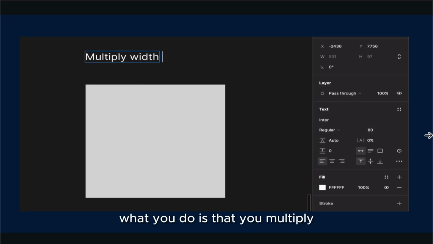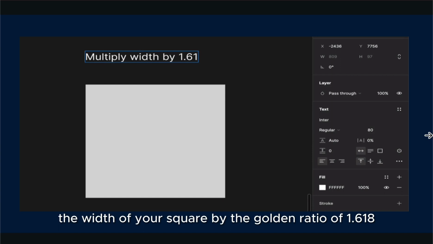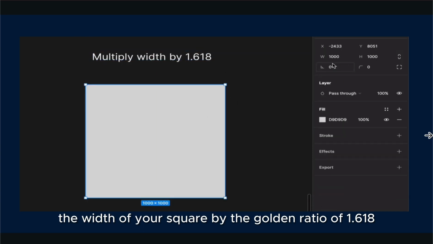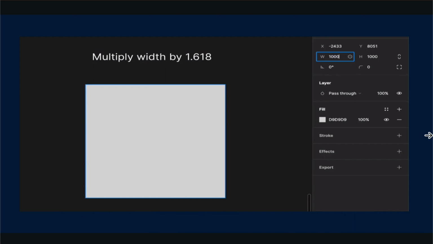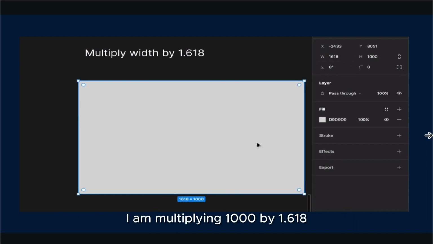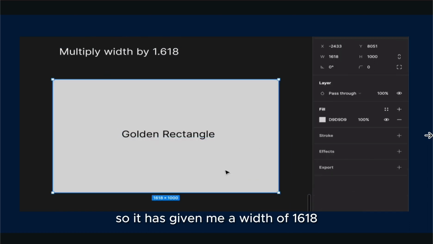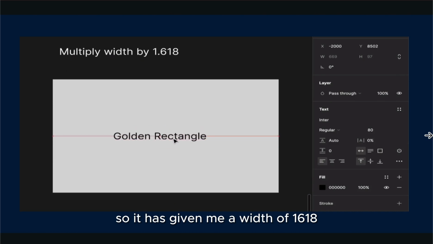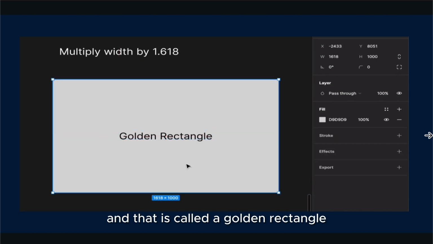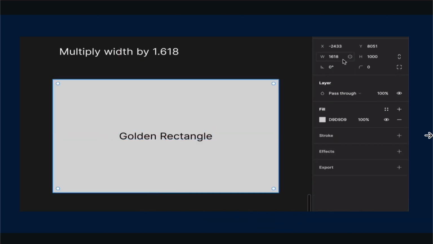What you do is multiply the width of your square by the golden ratio of 1.618. As you can see, this is what I'm doing: I am multiplying 1000 by 1.618. So it has given me a width of 1618, and that is called a golden rectangle.